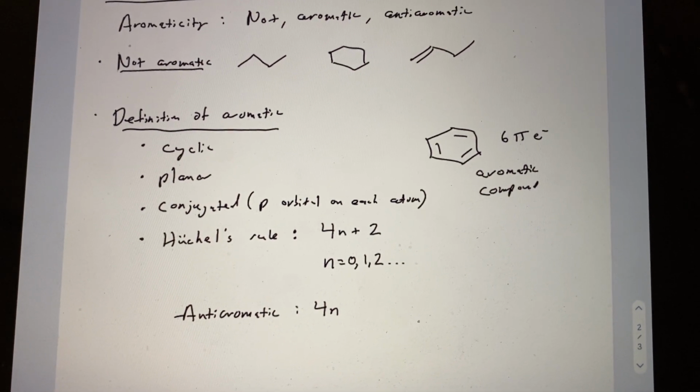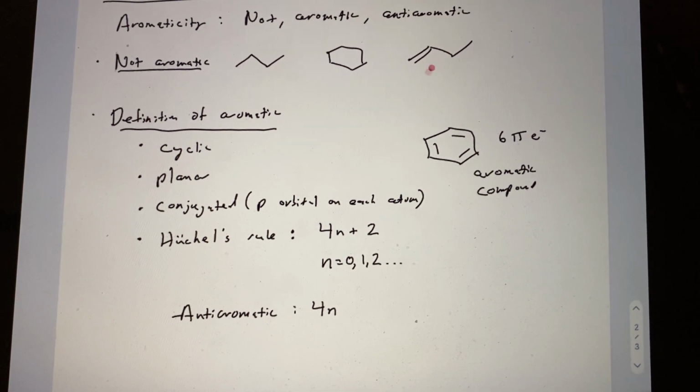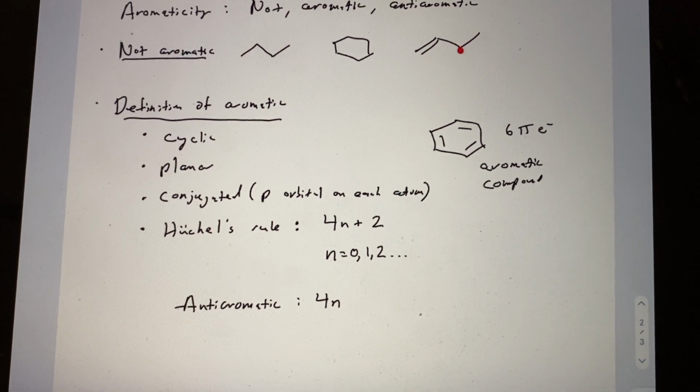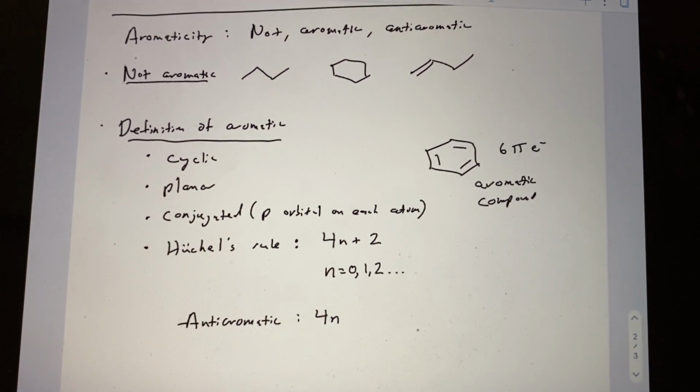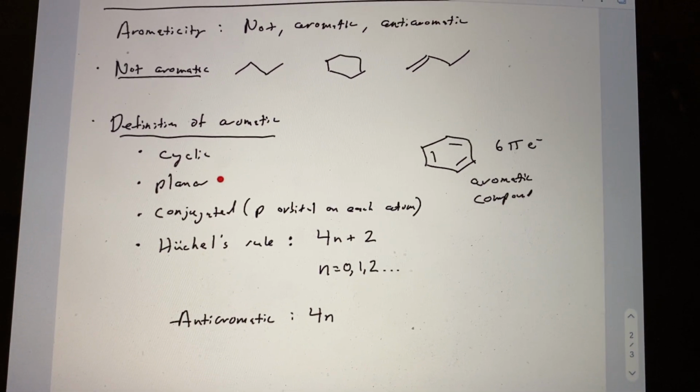And I'll get your question here in a second, Sage. And then this butene here, 1-butene, it's not cyclic either. Even though these 2 carbons are sp2 hybridized, we don't have to consider that for aromaticity because it's not cyclic nor planar.